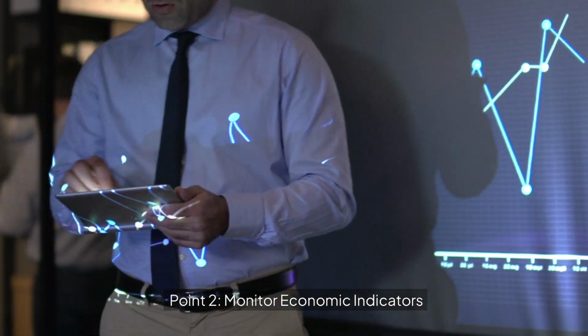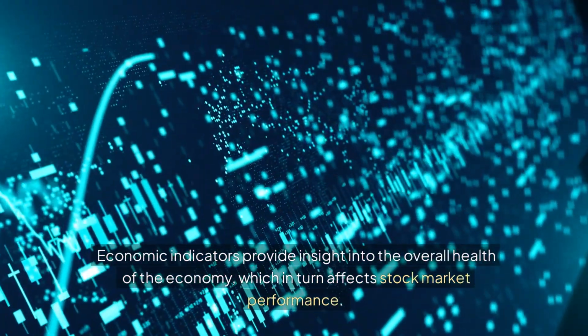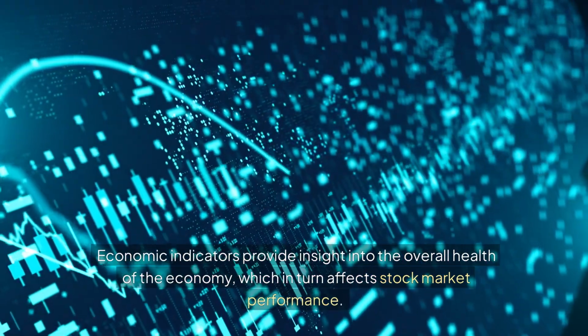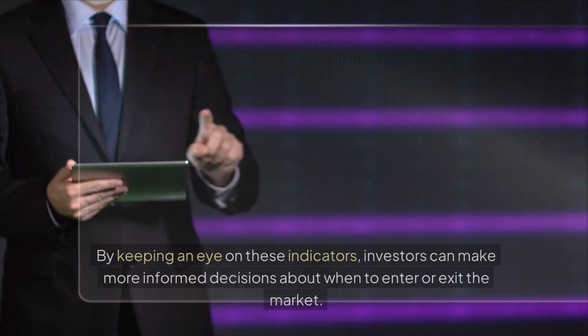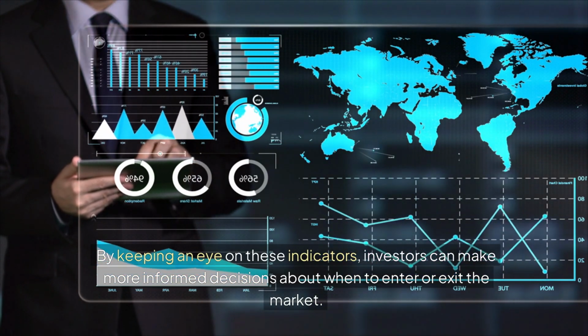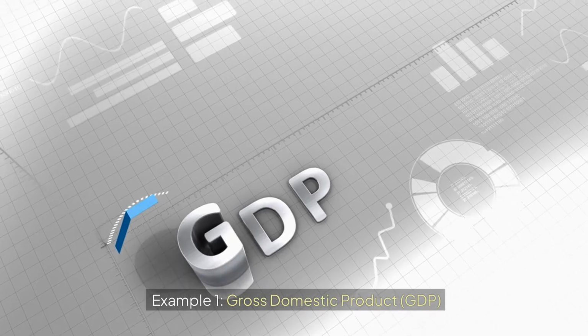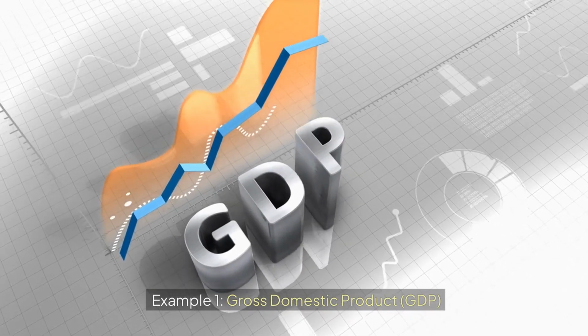Monitor economic indicators. Economic indicators provide insight into the overall health of the economy, which in turn affects stock market performance. By keeping an eye on these indicators, investors can make more informed decisions about when to enter or exit the market. Example 1. Gross domestic product, GDP.